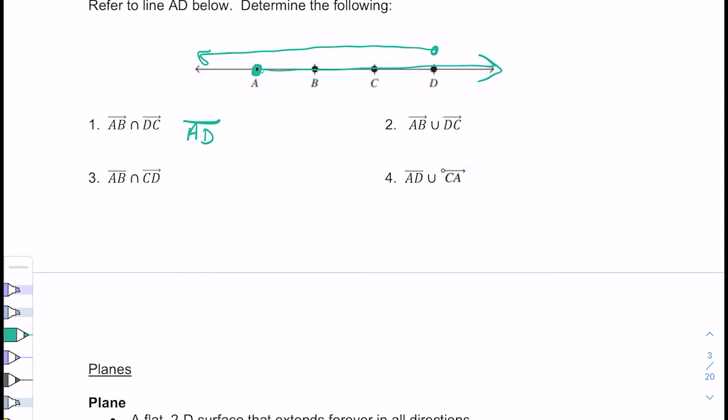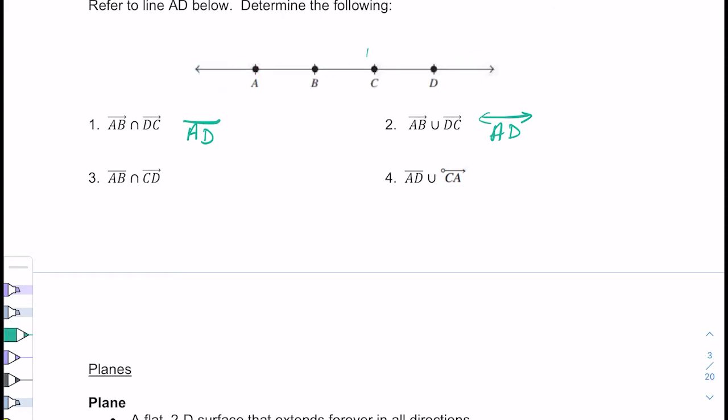So if I was to take ray DC and draw it right on top, you would see that it includes the entire line. So their union is line AD, or you could call it line DA.